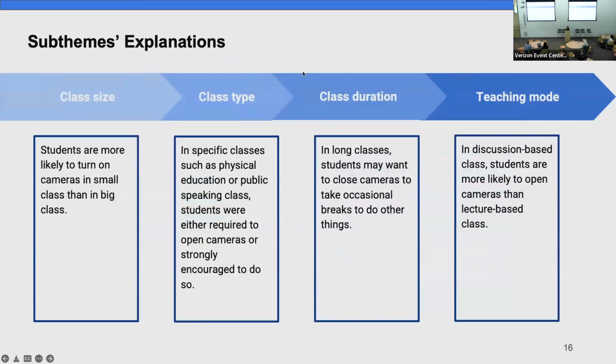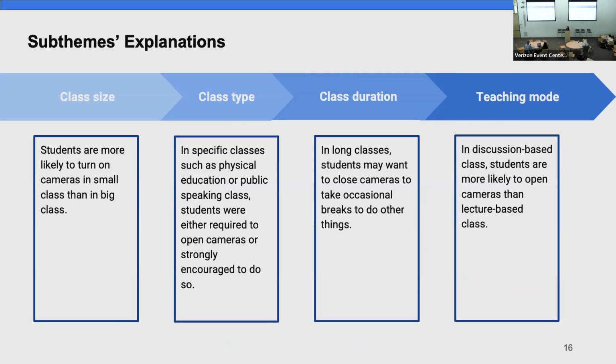So next, I will talk about the explanations of those subthemes. Class size means that we noticed that students who attended a very large class, for example, a class of over 100 students, prefer closing their cameras because they don't want to be the spotlight of the whole class, especially when the majority of students close their cameras.